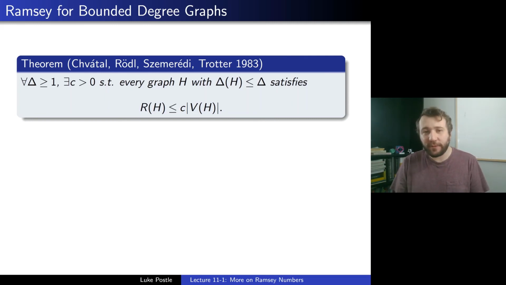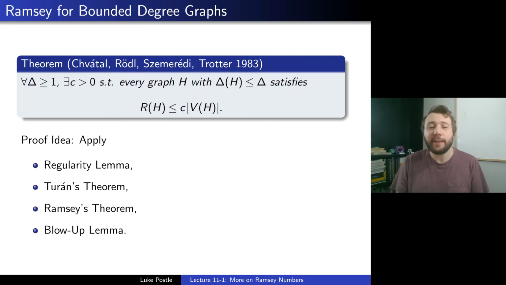How would we prove this? Well, we'll resort to a lot of things. I'm just going to do a sketch today, and you can read the proof in Diestel. But the proof idea is to apply basically all the theorems we've learned over the last couple weeks, namely the regularity lemma, Turán's theorem, Ramsey's theorem, and the blow-up lemma all together. So really, it's a consequence of the regularity lemma, a proof from that, but which is also going to use Turán's and Ramsey's. So here's our proof sketch.